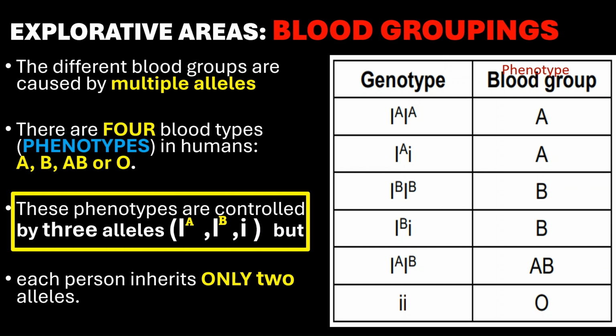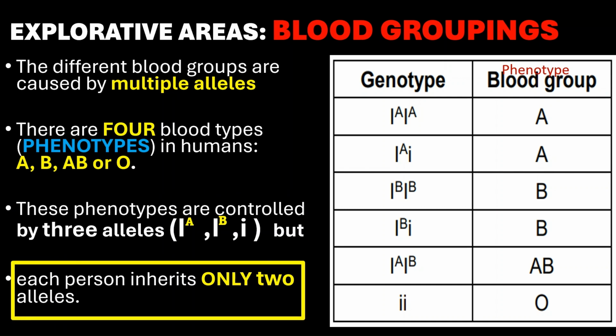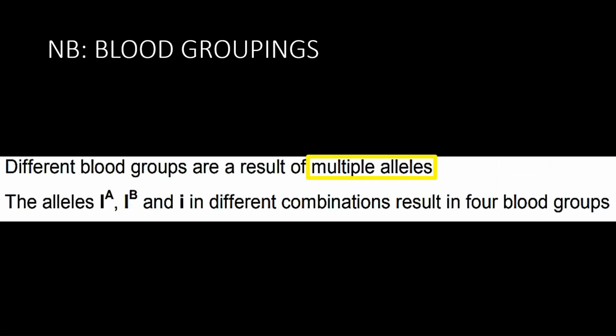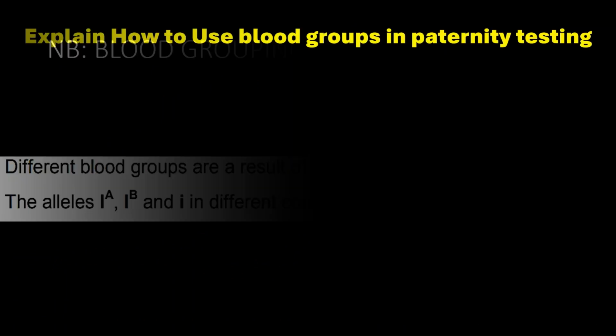So how do you inherit blood group? You inherit it through your gamete. You inherit the alleles through your gamete. And a person can only inherit two alleles, one from the sperm, one from the ovum. So you can only inherit two. So take note, it's 4, 3, 2. Four blood groups, three alleles, two inherited alleles. Okay, so take note, very important.